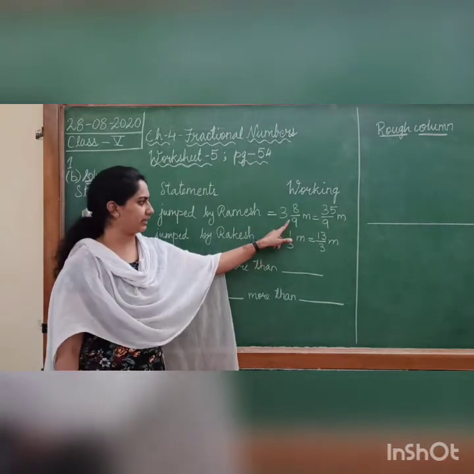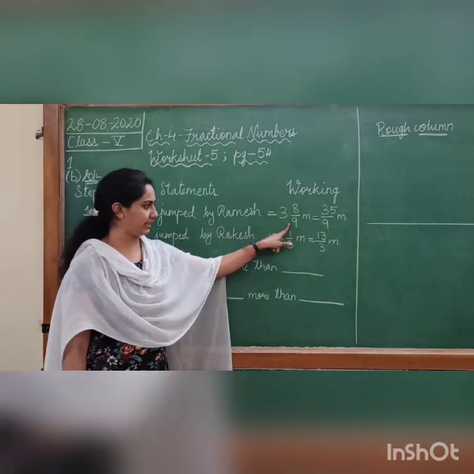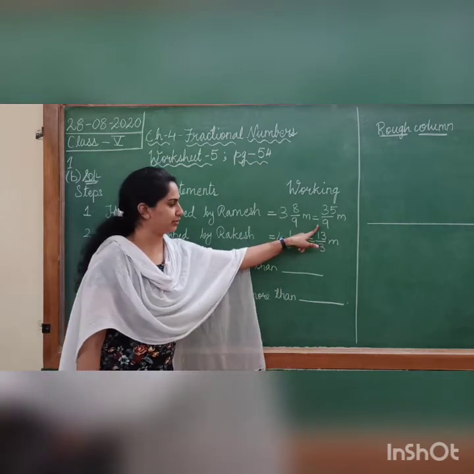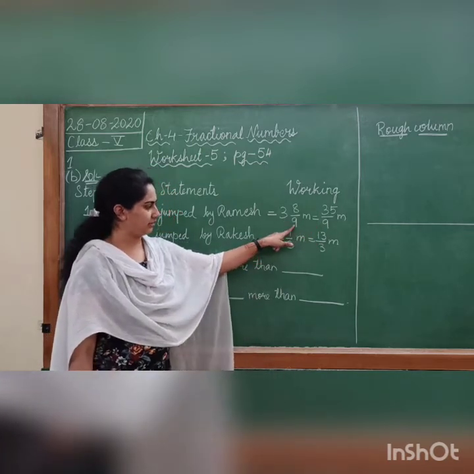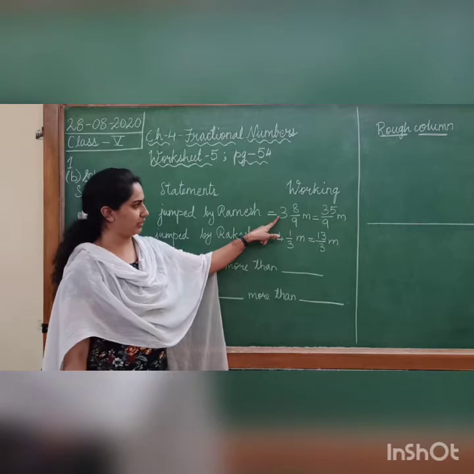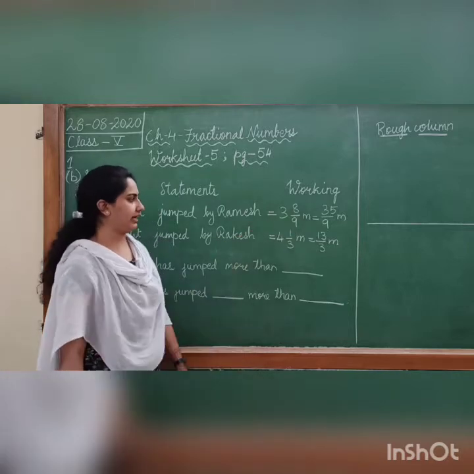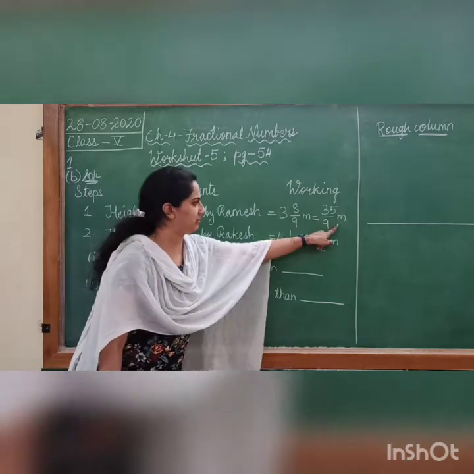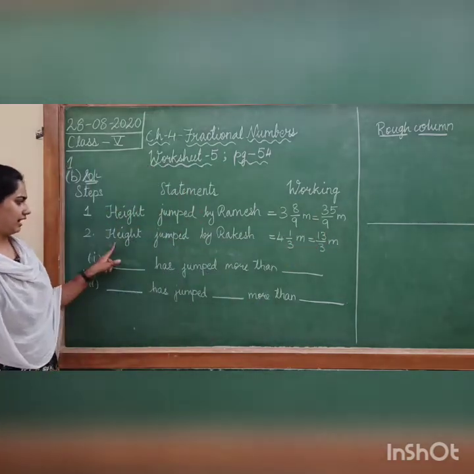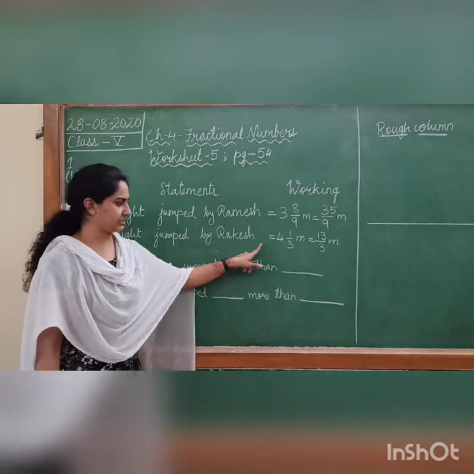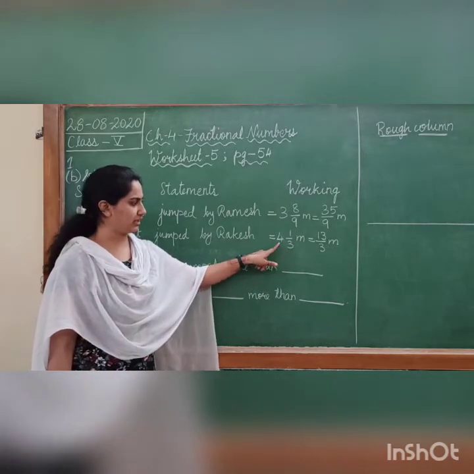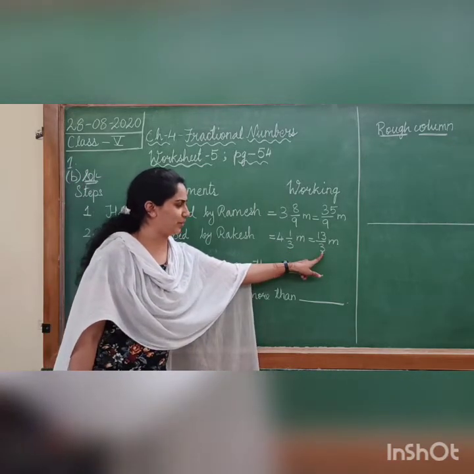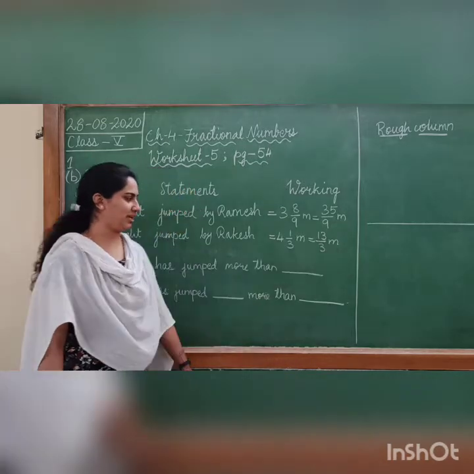So we write the statement as height jumped by Ramesh is equal to 3 8/9 meters. Now 3 8/9 meters, 3 8/9 is a mixed number. We convert it into improper fraction. Multiply the denominator and the whole number and add the numerator. 9 into 3, 27 plus 8 is 35. So we write 35/9 meters. In the same manner, height jumped by Rakesh is equal to 4 1/3 meters. Converted into improper fraction is 13/3 meters.